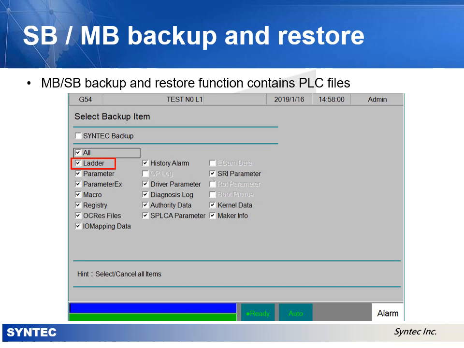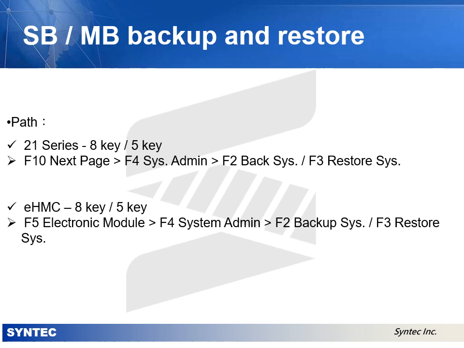The third method is export or import the ladder diagram with backup and restore function. When SB or MB restore is performed, the ladder diagram file in the controller is replaced by the ladder diagram in the backup file. The path for backup and restore on the general machine controller is F10.